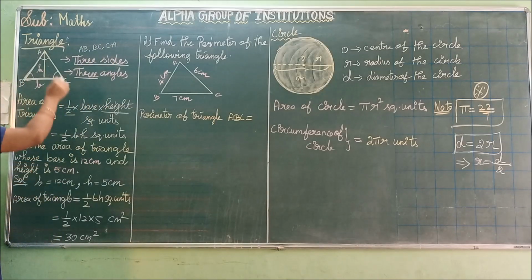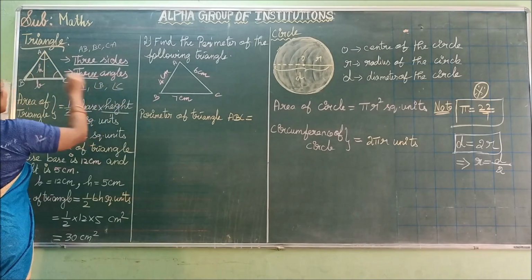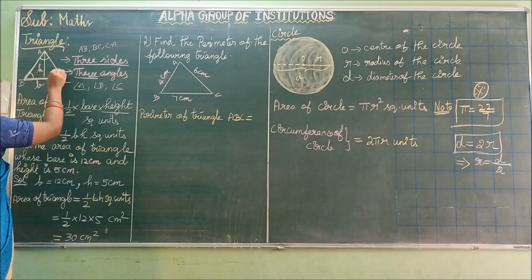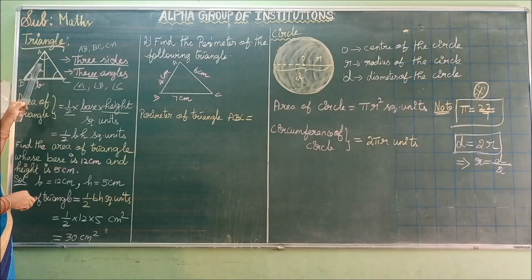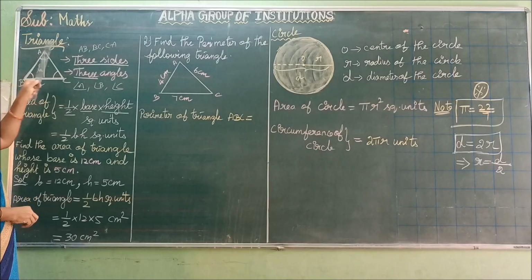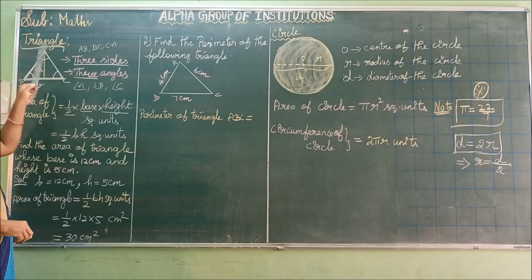And what are the 3 angles? Angle A, angle B, angle C. These are the 3 angles. That's why we are naming this shape as triangle. Tri means 3 angles. So the name of this shape is triangle.